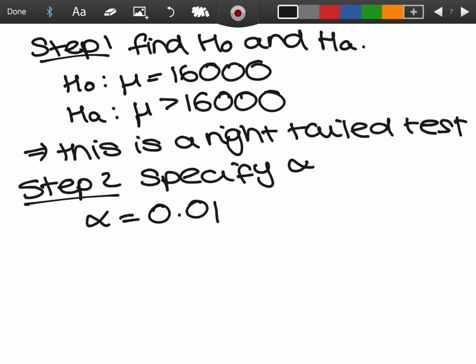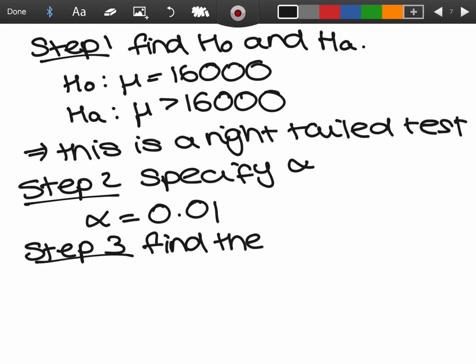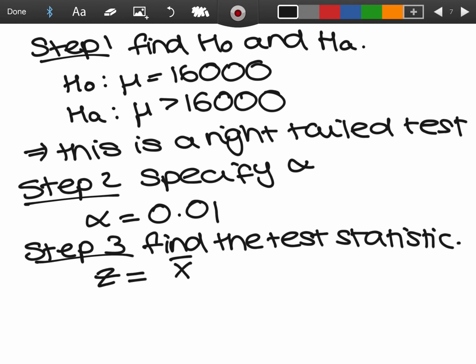Okay. Next, it says to identify the appropriate test statistic and to compute its value. So step 3 is to find the test statistic. Again, that's that z value. We are given the population standard deviation, so we know that it's a z value. So your test statistic is the sample mean minus the population mean over the standard deviation divided by the square root of the sample size.